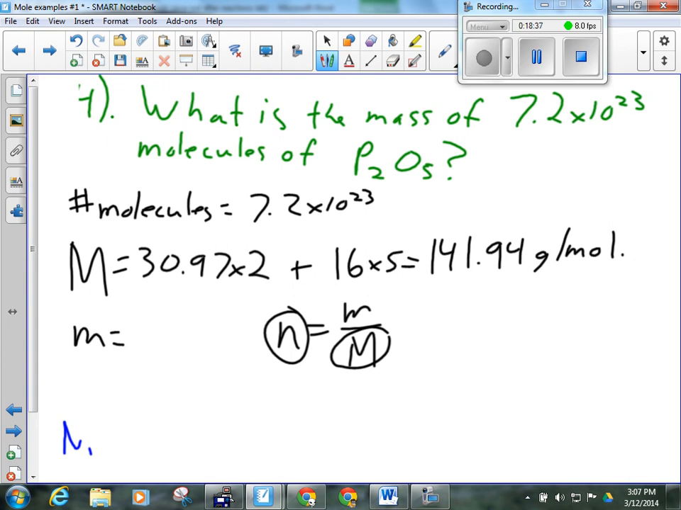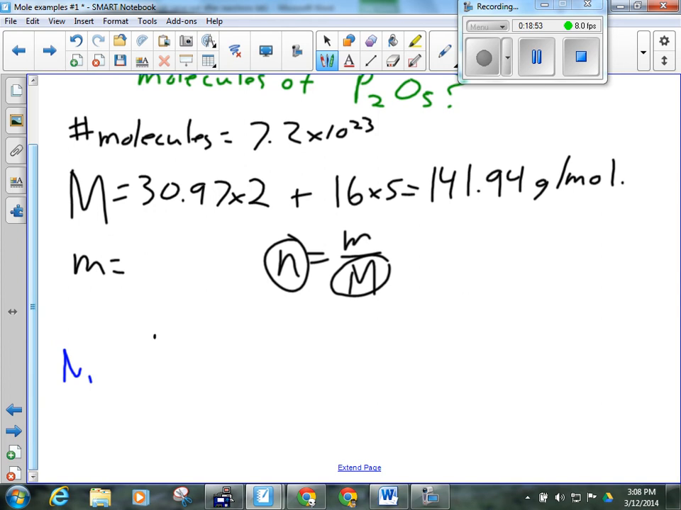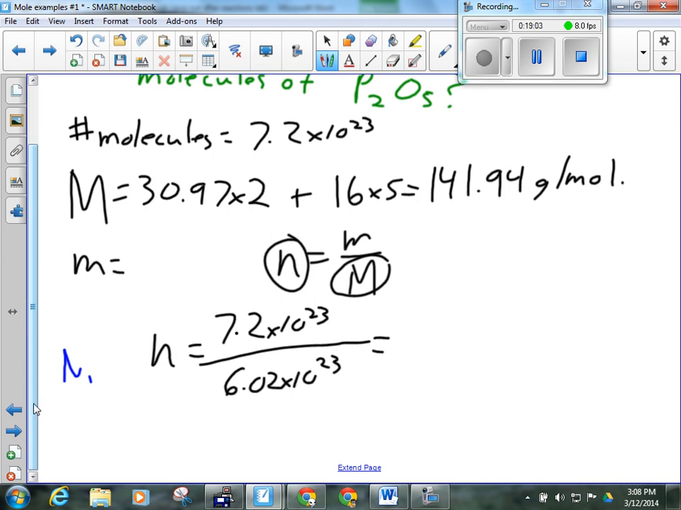I know how many molecules I have, 7.2 times 10 to the 23. And I know how many there are in 1 mole. So if I divide those 2 numbers, will I get the number of moles? Yes, in the same way that you just did the dozen calculation. All right, so that's the first thing I need to do. N is going to equal 7.2 times 10 to the 23 over Avogadro's number, 6.02 times 10 to the 23.